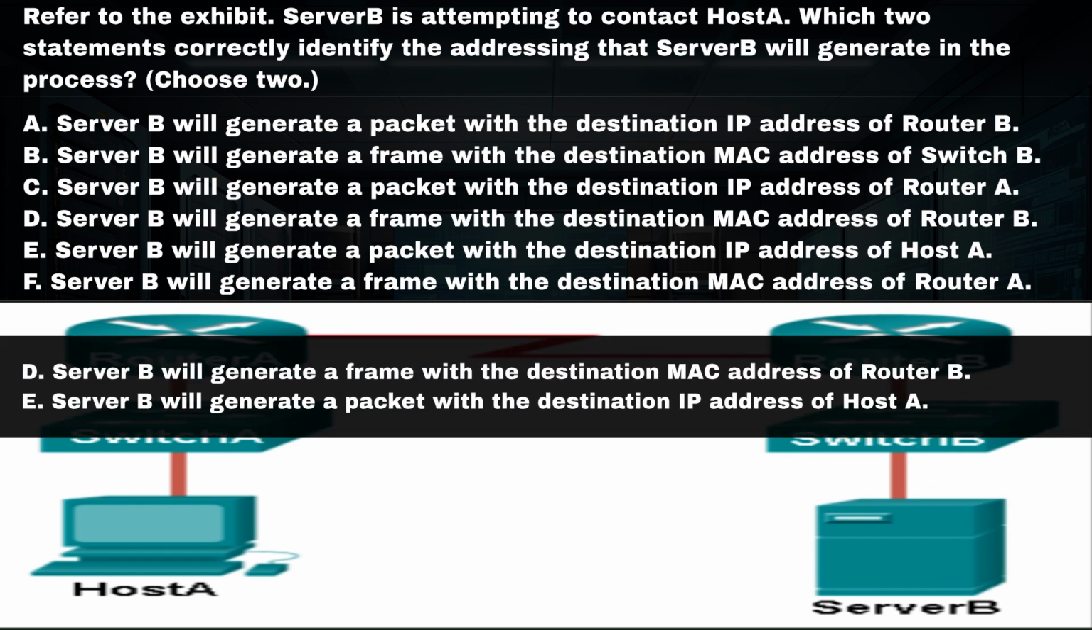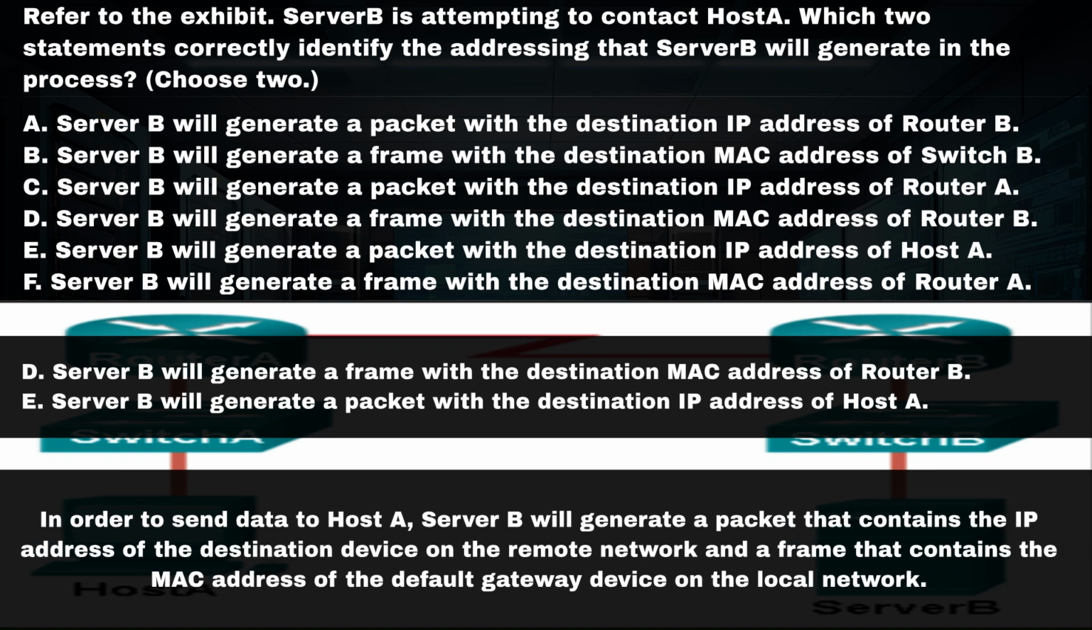The answers are D. Server B will generate a frame with the destination MAC address of router B. And E. Server B will generate a packet with the destination IP address of host A. In order to send data to host A, Server B will generate a packet that contains the IP address of the destination device on the remote network, and a frame that contains the MAC address of the default gateway device on the local network.